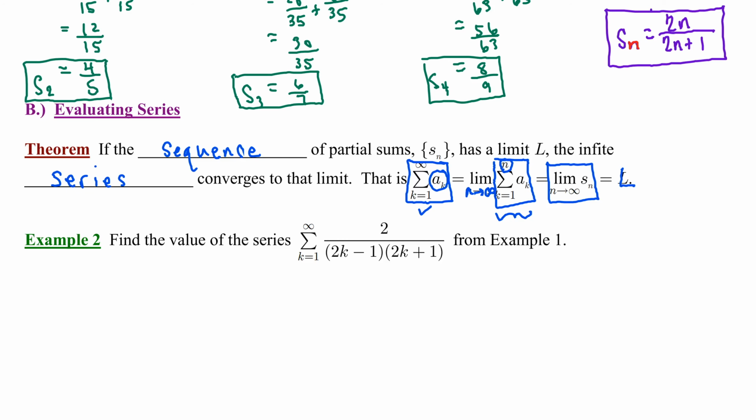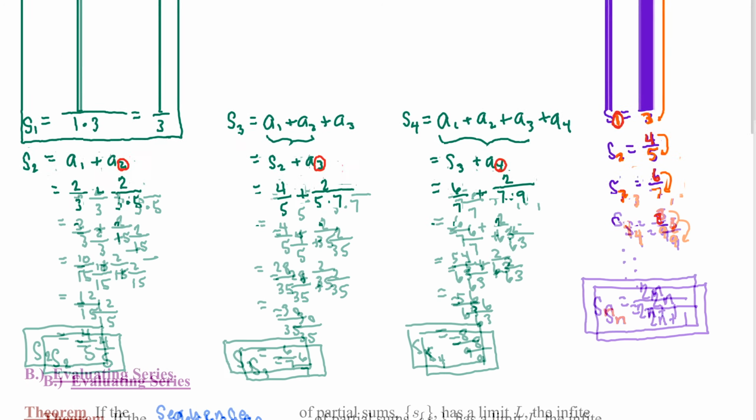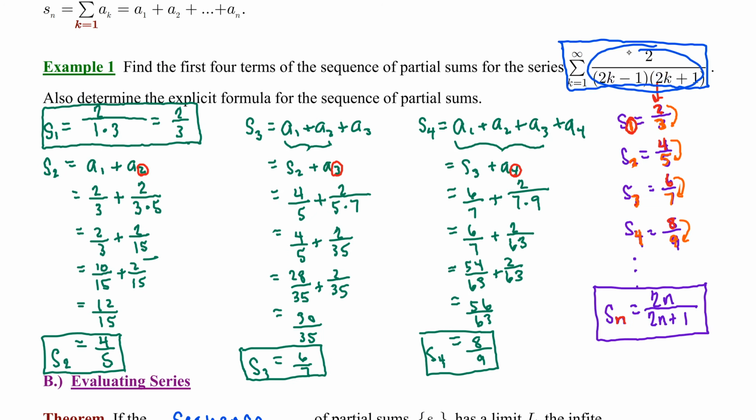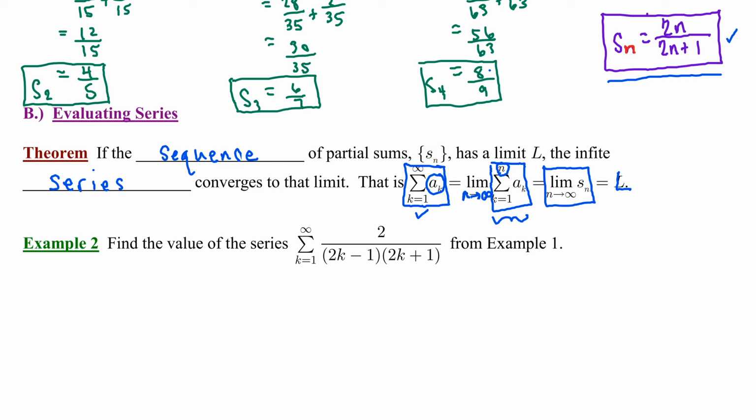So back on example 1, we began generating a new sequence based on the pattern that's generated by this formula. We generated a sequence of partial sums. We found the first 4 terms of a sequence. From that, we induced the explicit formula. Now, if I can find the infinite limit of this sequence of partial sums, I will have evaluated the sum of this series. So on example 2, we want to find the value of this infinite series, the sum from k equals 1 to infinity of 2 over (2k minus 1) times (2k plus 1).